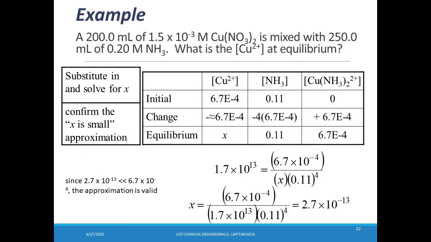Alright, so the next thing that we have to do is to substitute these equilibrium concentration values into our Kf expression as shown in this slide. Again, X here corresponds to the concentration of free or uncomplexed copper ions. Solving for X, this will give us a value of 2.6 times 10 raised to negative 13, which is an extremely low concentration. Of course, we are expecting a very low value because of the large value of Kf, which means that most but not all of the copper ions have been converted to the complex ion.